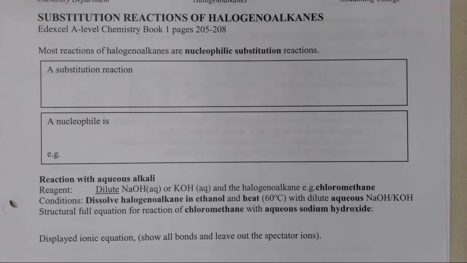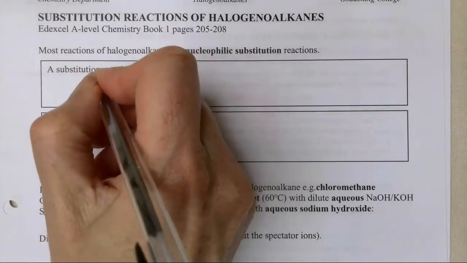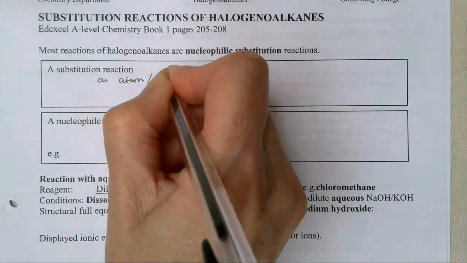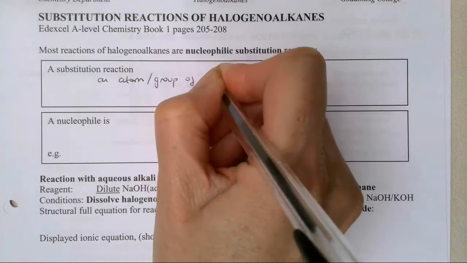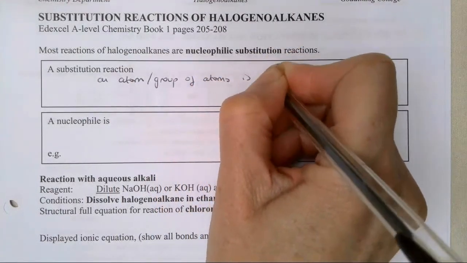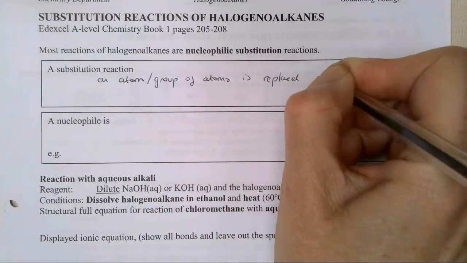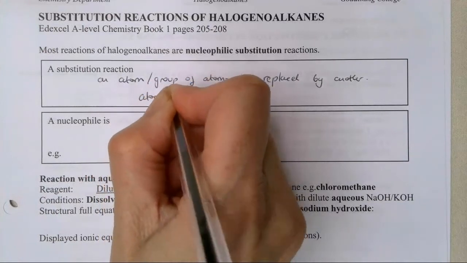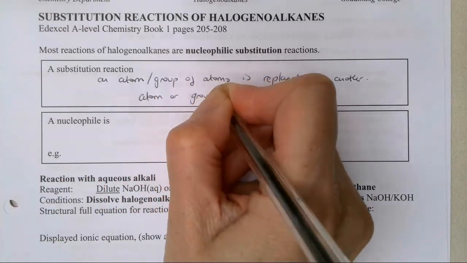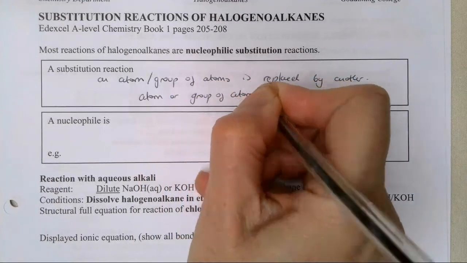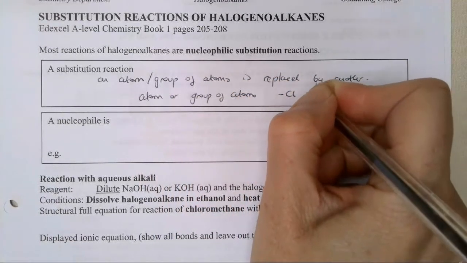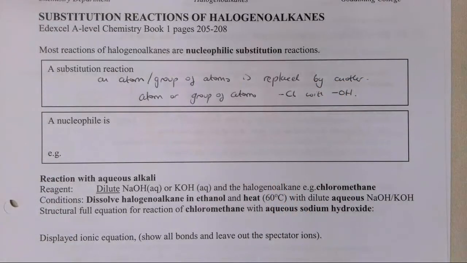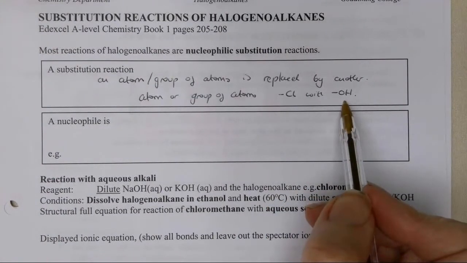So a substitution reaction, it does exactly what you think it is. It's a reaction where an atom, or more usually a group of atoms, is replaced by another atom or group of atoms. So for example, we can replace a Cl with an OH. That would be a substitution reaction. Cl group coming off and the OH group going on.